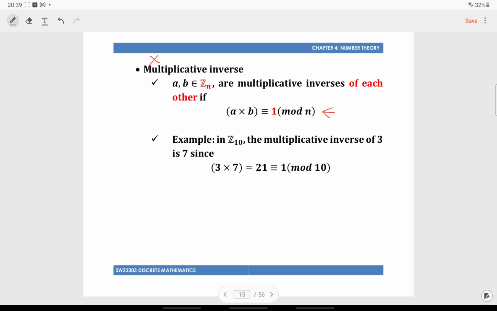Okay, so I give you an example. Suppose I give you two numbers, 3 and 7, which belong to Z10. We multiply these two numbers, so the outcome equals 21. 21 is congruent to 1 mod 10 because 21 minus 1 equals 20. When we divide by 10, the outcome equals 2, and 2 is an integer. So that means 3 is the multiplicative inverse of 7 modulo 10, and 7 is the multiplicative inverse of 3 modulo 10, because they are multiplicative inverses of each other.